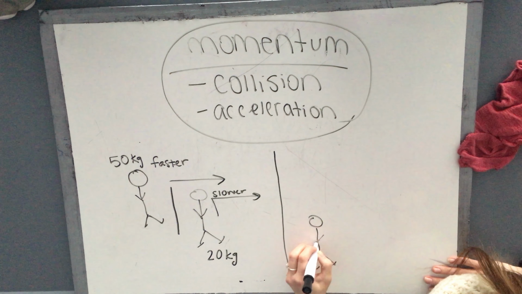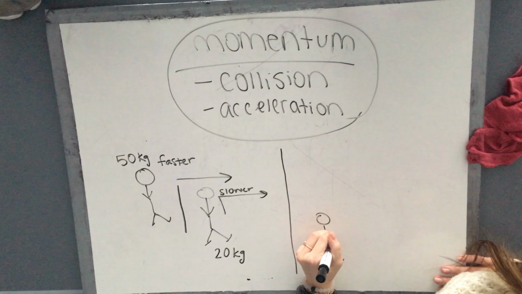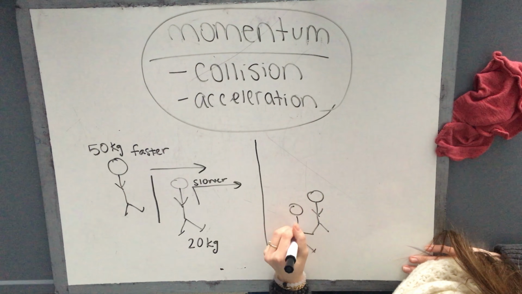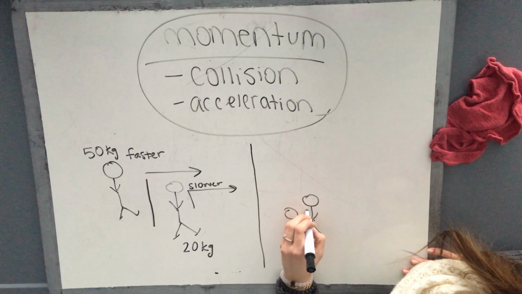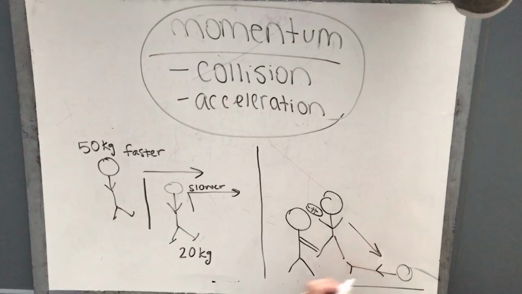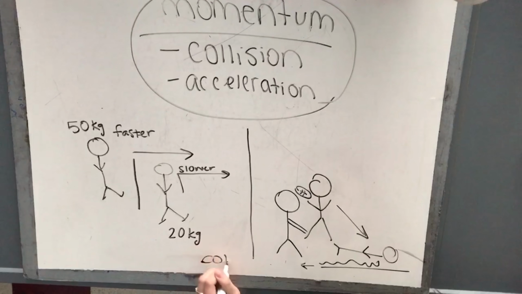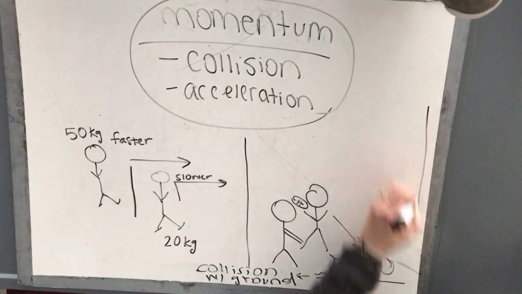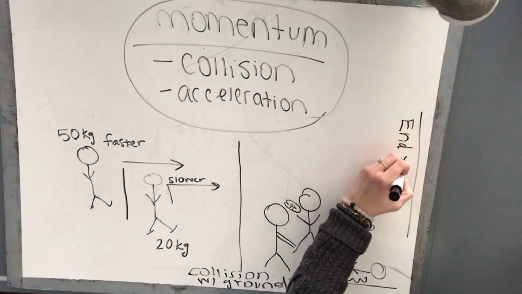Later on in the game, the cornerback actually ends up catching the wide receiver, whether that is by tackling or grabbing his ankles. When the wide receiver gets grabbed or tackled, he's going to make a collision with the ground. Now that is how momentum, collision, and acceleration are used in a football game.